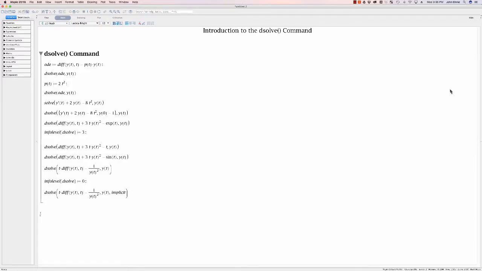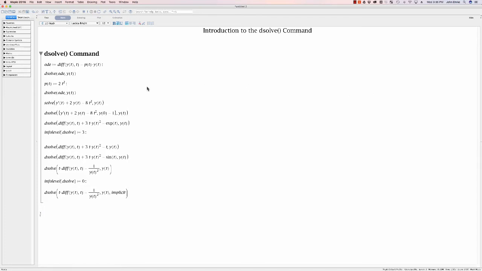Welcome to another Maplecast. In this episode, we're going to be taking a look at the dsolve command in particular, talk about several of the applications of the command and ways to learn more information about the differential equations you're solving if Maple doesn't actually work, which sometimes happens.